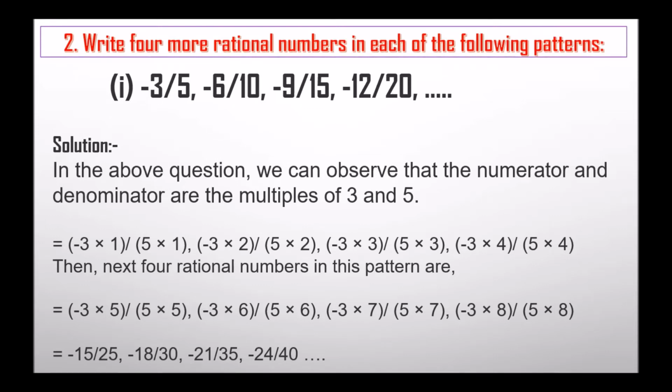-3 into 6 upon 5 into 6, that is -18 upon 30. -3 into 7 upon 5 into 7, that is -21 upon 35. -3 into 8 upon 5 into 8, that is -24 upon 40. So these are the next 4 rational numbers in the above pattern.